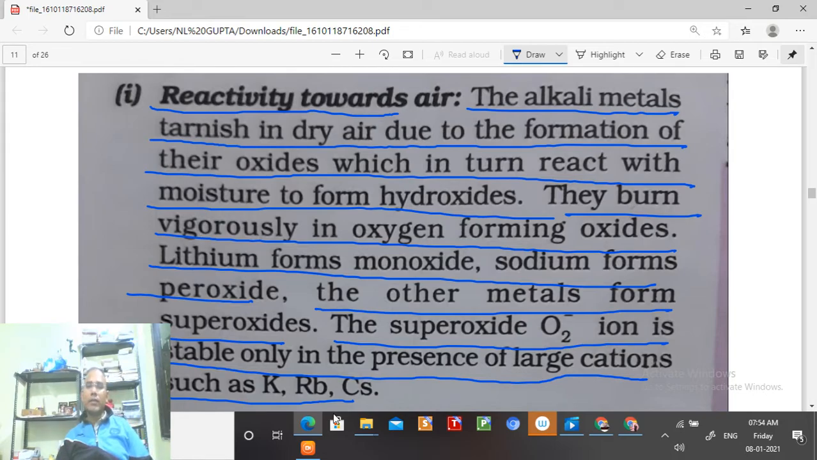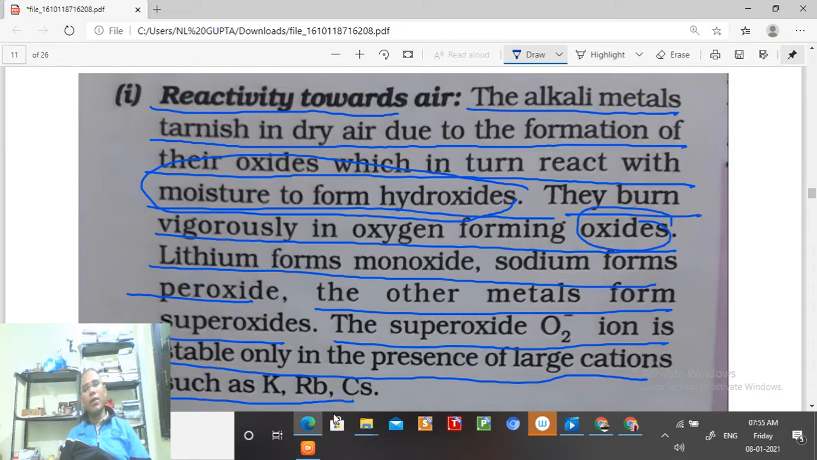So what they are saying, students, is that alkali metals tarnish in dry air due to the formation of their oxides, which in turn react with moisture to form hydroxides. They burn vigorously in oxygen forming oxides.